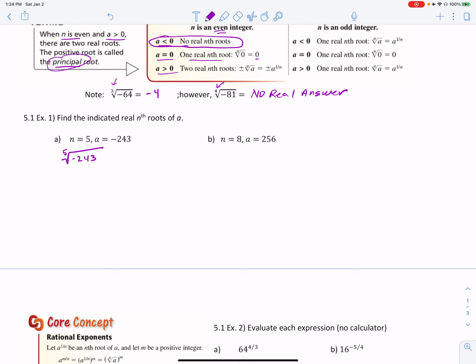That's one of those that you want to recognize. If you take 3 into 243, you get 81, and 3 goes into there 27, 3 goes into there 9, and that's 3 times 3. So 3 to the fifth is 243. And since this is a negative 243, the fifth root of negative 243 is negative 3. And we can also write this.